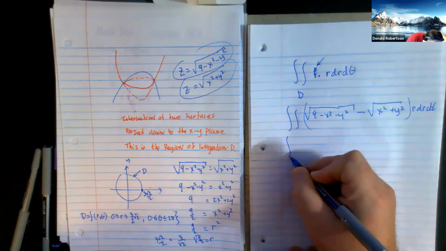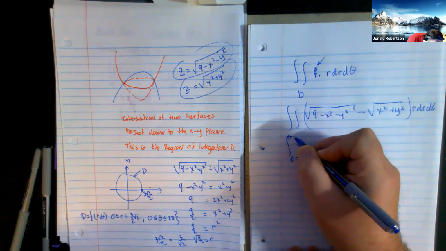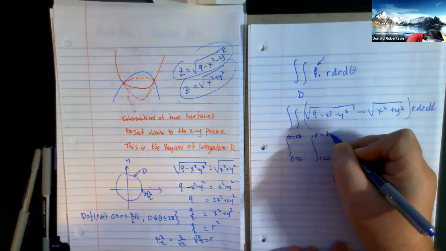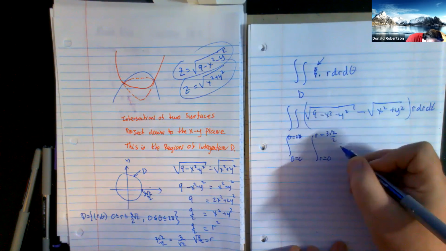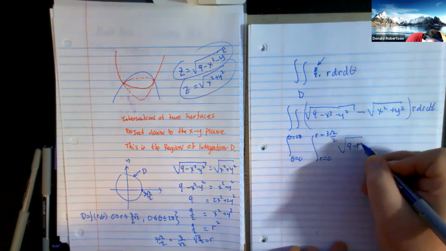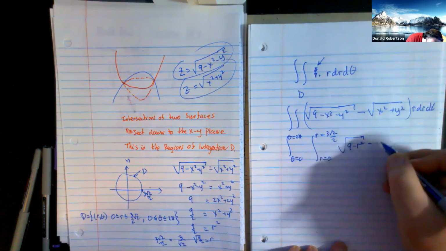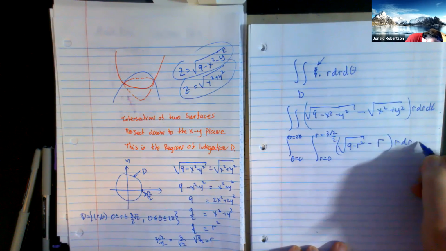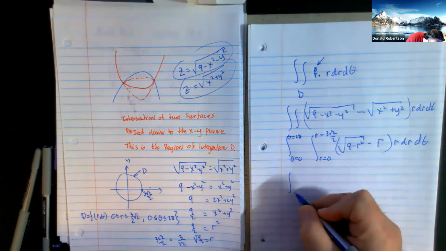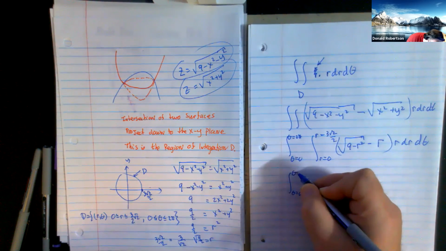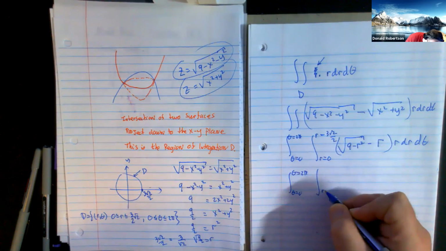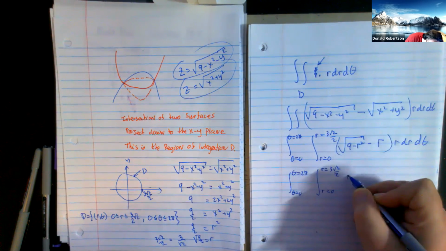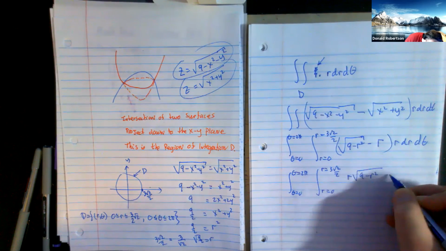Now we already know what theta is, and we already know what r is. And this guy becomes 9 take away r squared, and this guy just becomes r. Takes a lot of writing this. Or the square root of 9 take away r squared, minus r squared.